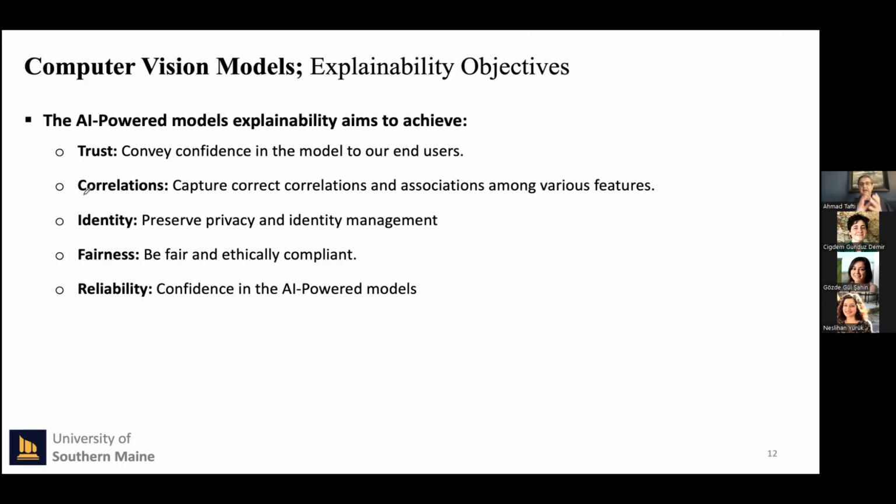And also we need to respect identity: preserve privacy, preserve security, preserve the identity of our patients, our people in the healthcare community. We also need to be very careful about fairness, be fair and ethically compliant in terms of different data, different patients. For example, at the end of the day, we want to make a generalized AI model that can cover a range of different ethnicity, age, and gender, at least in terms of patient demographic characteristics. Reliability is one of the key components as well to build confidence in AI-powered models, so our surgeons, practitioners, and patients can be confident to rely on the AI models we are developing.